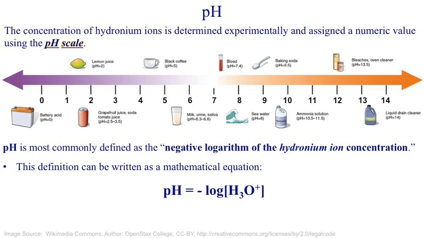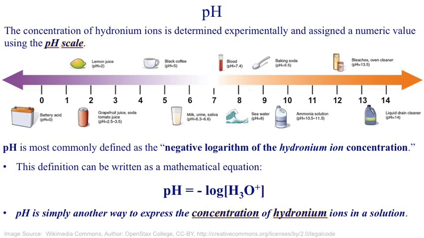The reason that logarithm values are used has to do with the details of the experimental measurements, and a discussion of those details is way beyond the scope of this course. For our purposes, the primary thing to understand is just that pH is simply another way to express the concentration of hydronium ions in a solution.